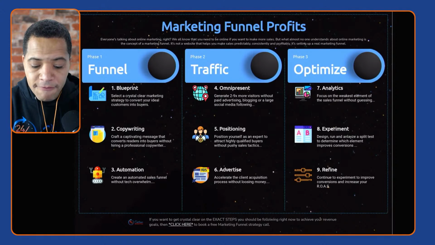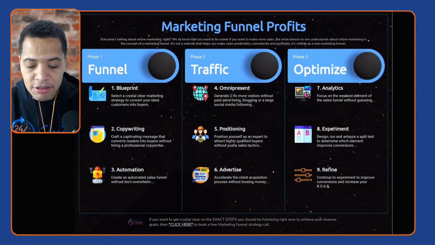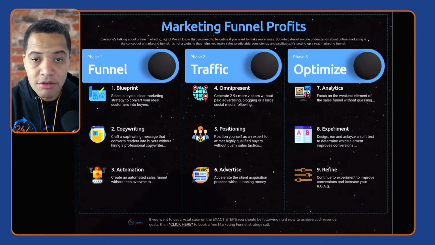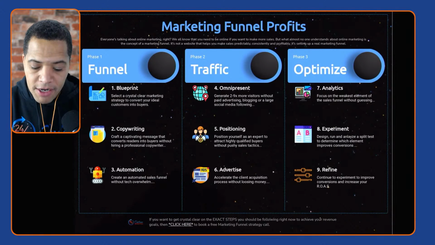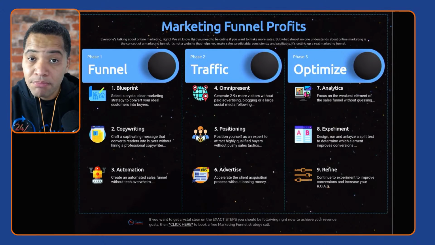Phase one of the funnel, stage one, is the blueprinting process. This is when you're going to select crystal clear marketing strategies that convert your ideal customers into buyers. We're going to create a blueprint, and the blueprint is going to involve some reconnaissance. We're going to select the right funnel for the product or service you're trying to sell, based upon your expenses and your needs.